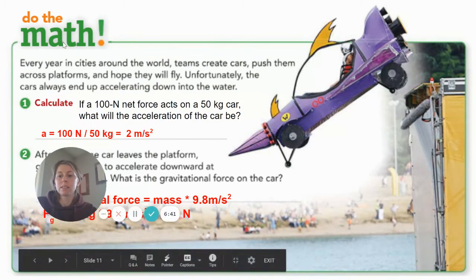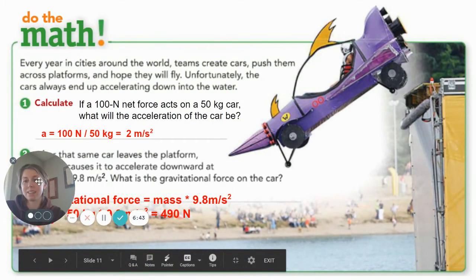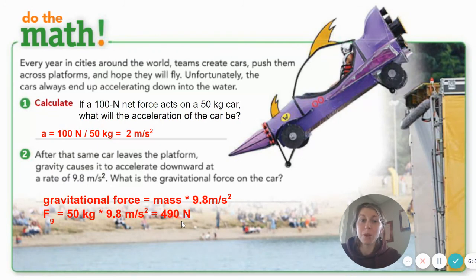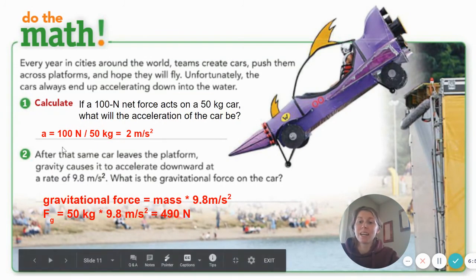So our mass is 50 kilograms times 9.8 meters per second squared. Our force of gravity pulling on this car is 490 newtons. I think that's crazy, because a team of people had 100 newtons, and then gravity is 490 newtons. So gravity is really strong.